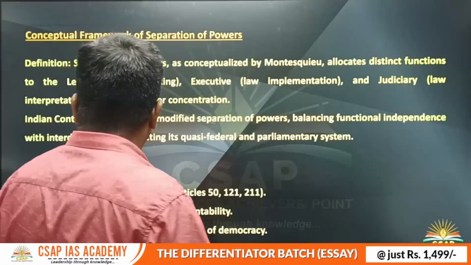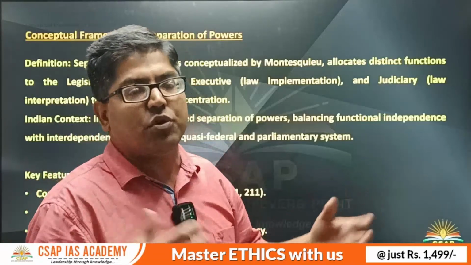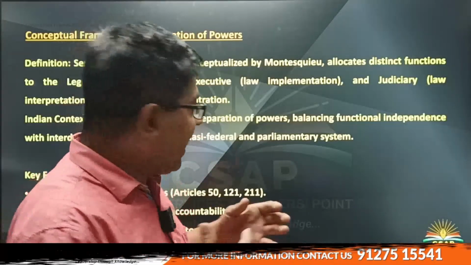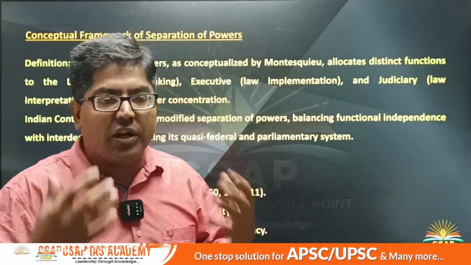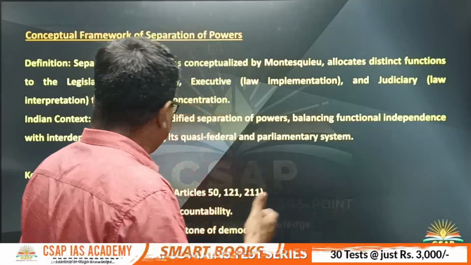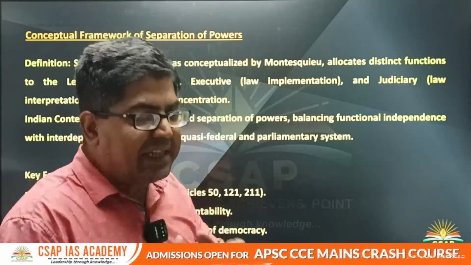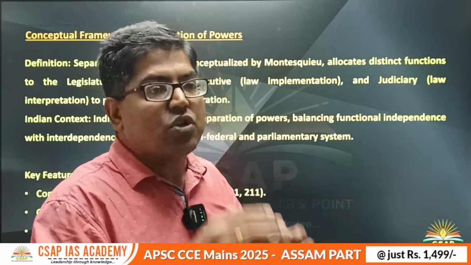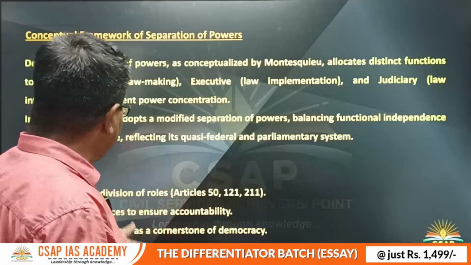Then we will get to know that we have the constitutional division of roles. For example, Article 50, separation of the judiciary from the executive. Articles 121 and 211 again try to maintain the independence of the judiciary by ensuring that the conduct of the judges is not discussed in the parliament and the legislature, except when there is a removal motion against these judges. So in that sense it ensures that the judiciary enjoys the required independence so that they can perform without coming under pressure.